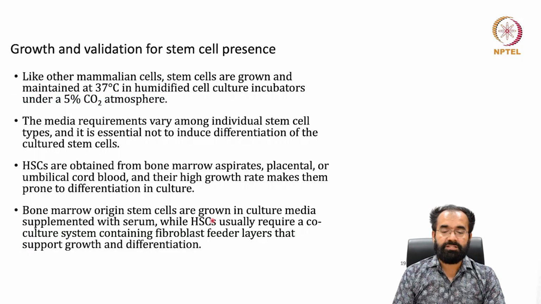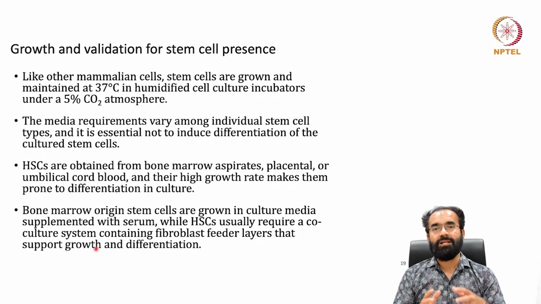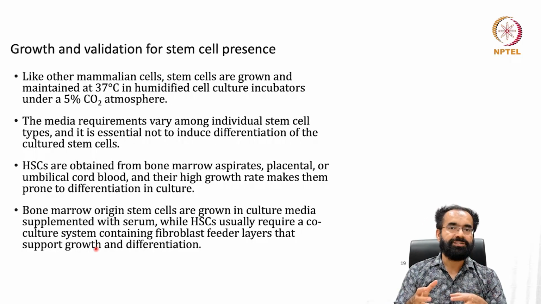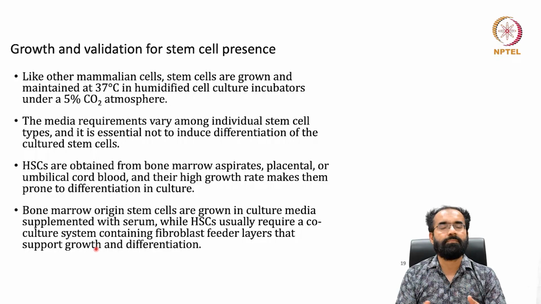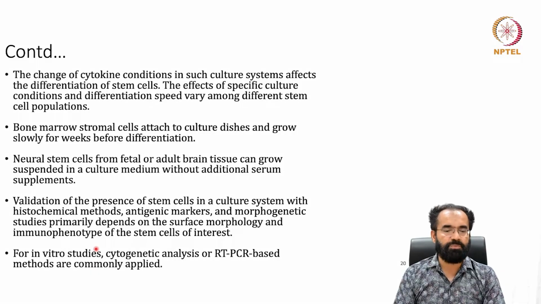Bone marrow origin stem cells are grown in culture media supplemented with serum, while HSCs usually require a co-culture system. Hematopoietic stem cells require a co-culturing system containing fibroblast feeder layers that support the growth and differentiation. Normally, it supports the growth and differentiation when required. So sometimes it may be changing the serum concentration, sometimes you are turning on certain genes or inducing some growth factors, etc. Differentiation is very much possible.